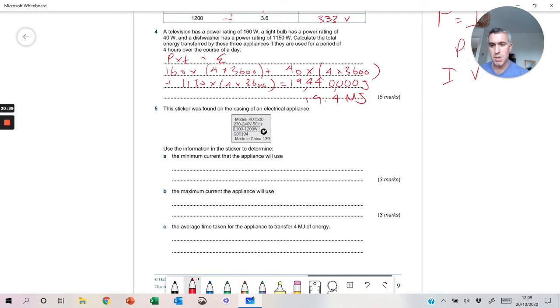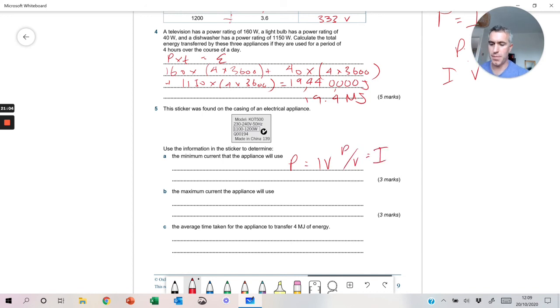This sticker was found on the casing of an electrical appliance. Model KOT500, 230 to 240 volts, 50 Hz, 1100 to 1200 watts, made in China. Use information in the sticker to determine the minimum current it will use. Okay, so P equals IV, so P over V equals I.